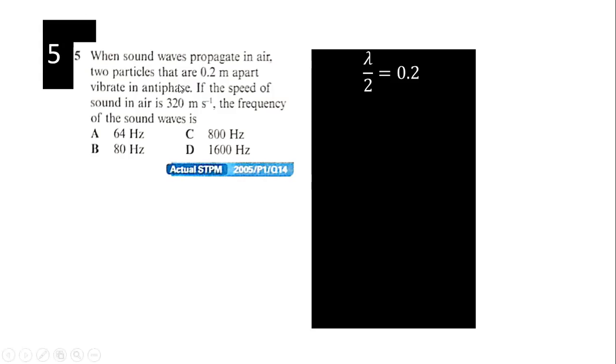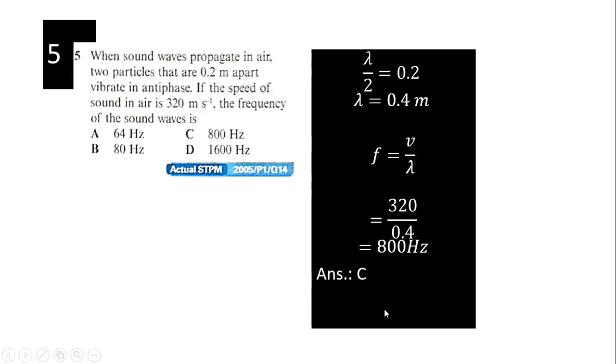Right? They are 180 degrees out of phase. So it's half a wavelength. That is essential, must know. 180 degrees out of phase, that means one is maximum, the other is minimum. So it's half a wavelength. Half a wavelength is 0.2. So the wavelength, take the 2 across there, is 0.4. And the frequency is speed divided by wavelength. Speed is 320, wavelength is 0.4, so it's 800 Hertz. Answer is C.